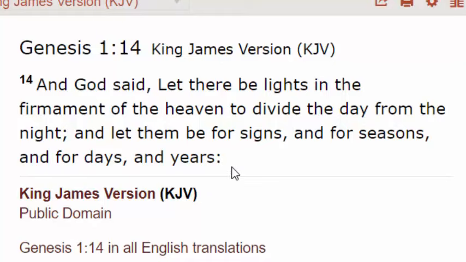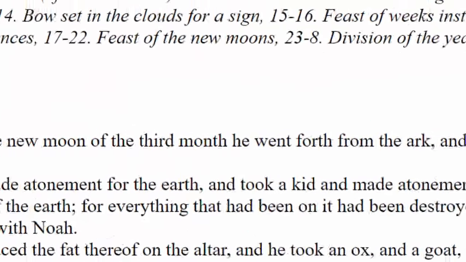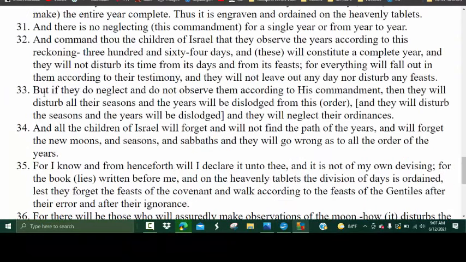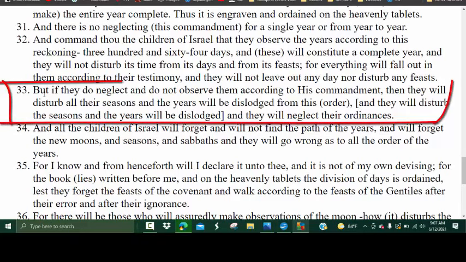So here we understand that Julius Caesar was actually in error for creating a man-made calendar. By doing so, he made it impossible to know when the correct seasons and days and years would fall. But now, when we come to the Book of Jubilees and chapter 6, we can see how much trouble this caused for our father's people. It's talking about observance of the sacred calendar, but if they do neglect and do not observe them according to his commandment, then they will disturb all of their seasons and the years will be dislodged from this order, and they will neglect their ordinances.